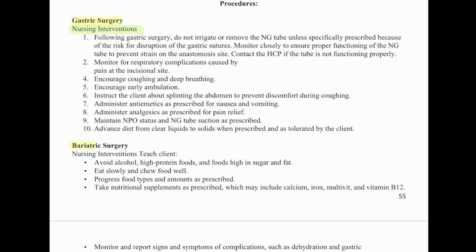When it comes to bariatric surgery, we want to teach the client to avoid alcohol, high protein foods, and foods high in sugar and fat. We want to teach them to eat slowly and chew food, progress food types and amounts as prescribed, take nutritional supplements as prescribed, which may include calcium, iron, multivitamin, and B12, and monitor and report signs and symptoms of complications such as dehydration and gastric pain.